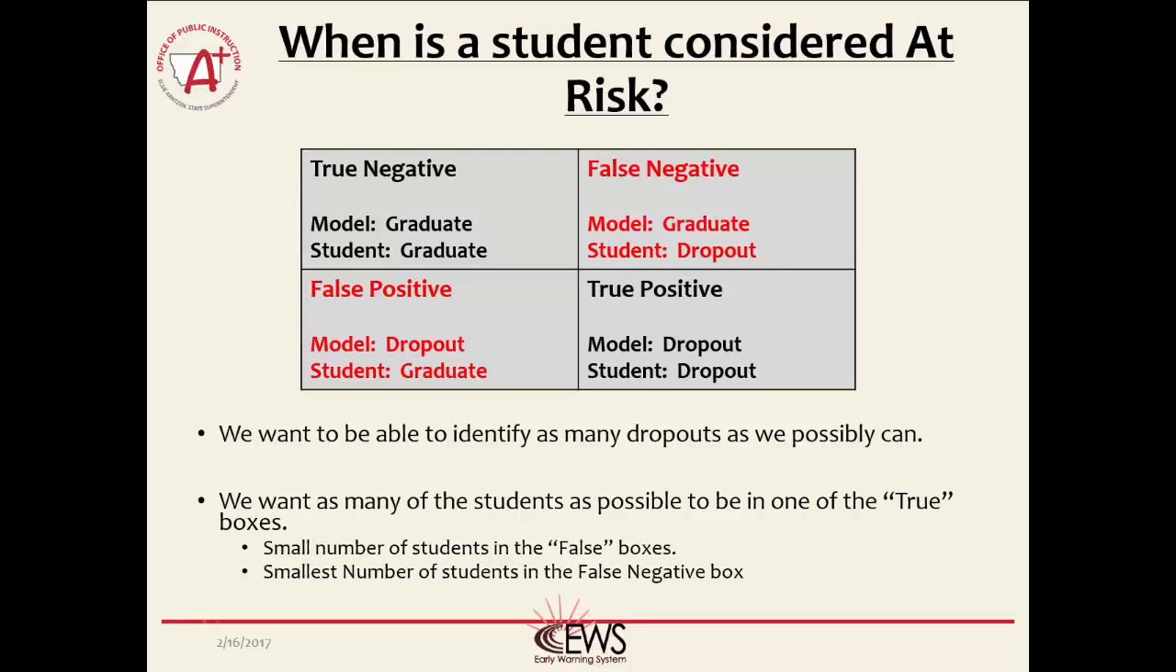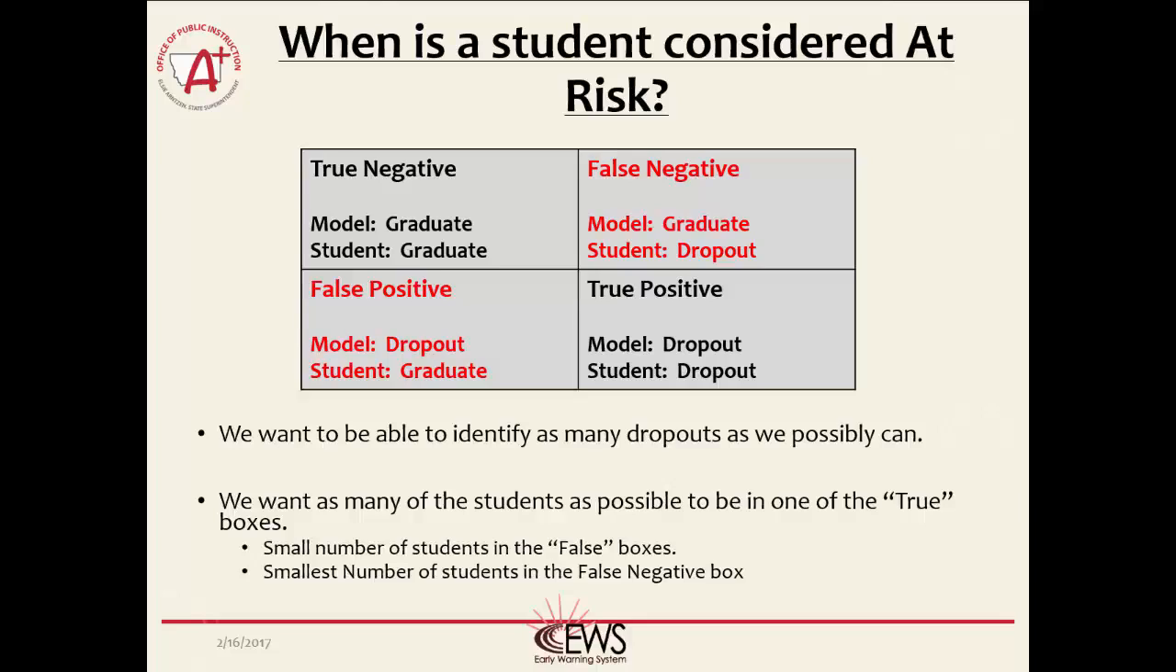We want to identify as many dropouts as possible, right? Well, we could identify all of them if we just identify every student as at risk. But is that useful to a school? No. The idea here is to identify only the students that are at risk so we can focus on those students and use our resources to keep those students in school. A confusion matrix has 4 possible outcomes as shown in the slide.